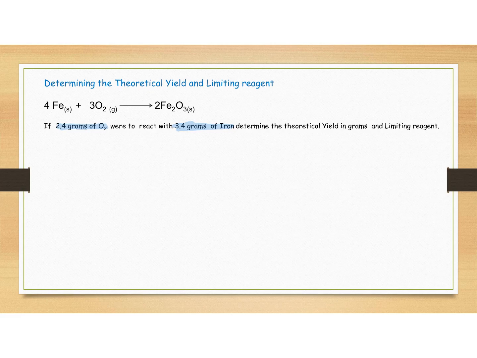On the left-hand side, I always start out with my brackets, so to speak. I'm going to put my iron over here, and I'm going to put my oxygen over here. This just helps me keep things in line. Next to the iron, how many grams of iron do I have? I have 3.4 grams of iron, and I have 2.4 grams of oxygen.